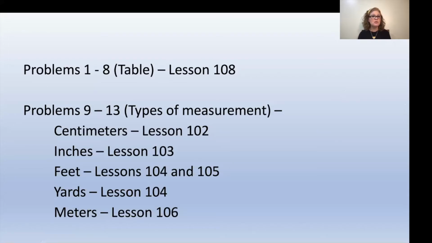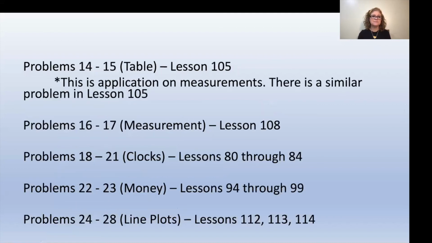If your child struggled with problems 1 through 8, which is the table, take a look at lesson 108. If your child struggled with problems 9 through 13, which are the types of measurements: for centimeters, you can look at lesson 102. For inches, lesson 103. For feet, lessons 104 and 105. For yards, lesson 104, and for meters, lesson 106.